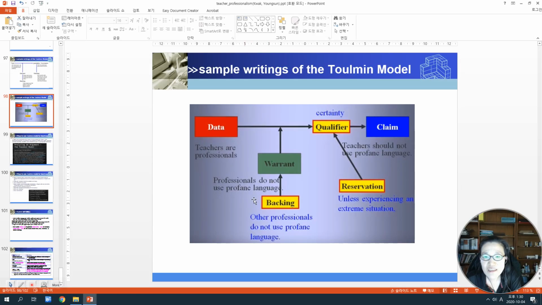And this one is another example of sample writing with Toulmin's argumentation model. Data says teachers are professionals, so teachers should not use profane language, based on this kind of warrant. Warrant 1, warrant 2, and this one is a reservation, the so-called rebuttal. And this one is the qualifier, the certainty of your claim.